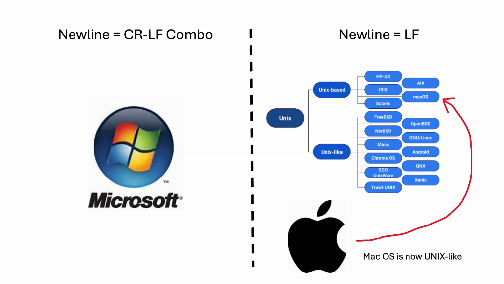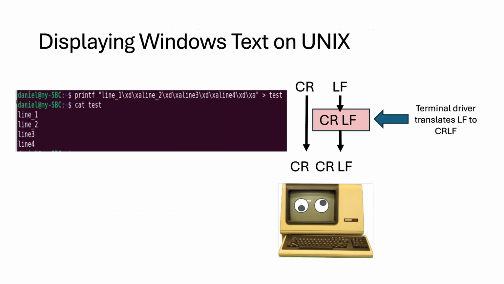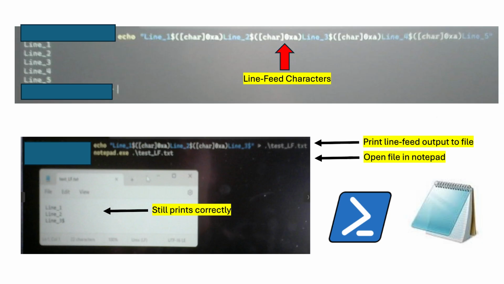As history progressed, we are now left with essentially two new line conventions left in the world: Unix's line feed convention and Microsoft's carriage return plus line feed convention. This creates compatibility complications when moving files, scripts, and terminal output between the two worlds. As far as displaying Microsoft new lines on a Unix terminal, you should be good. You'll just end up with an extra carriage return character that doesn't really affect textual output at all.